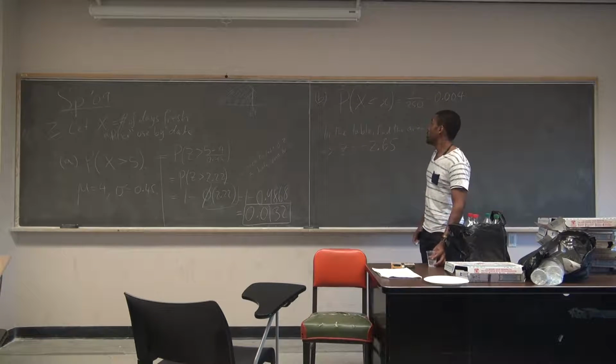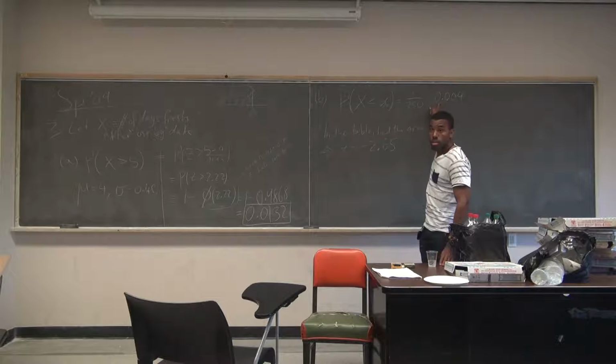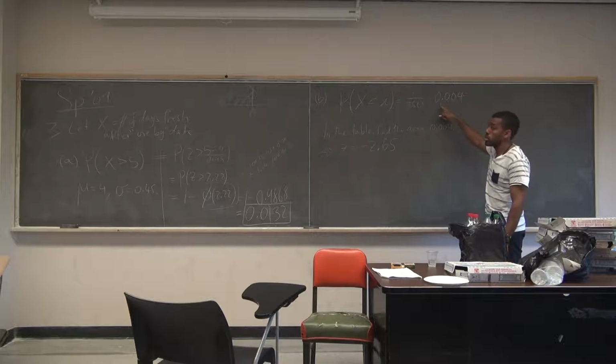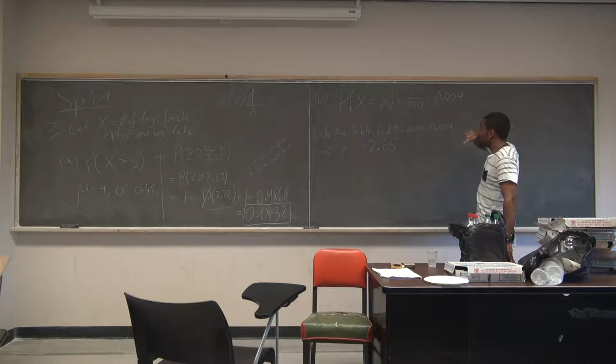Minus 2.65? How did you know to look on that side? Oh, because it's less than? No, because it's a probability. The numbers on the table go from 0.000 all the way to 0.01, 0.02, 0.03. Okay, got it.